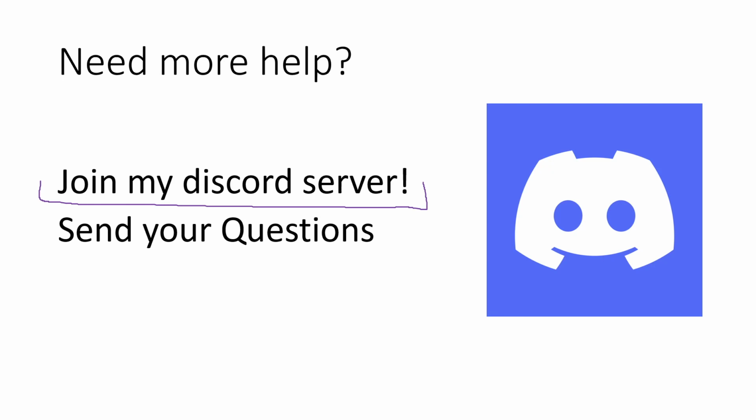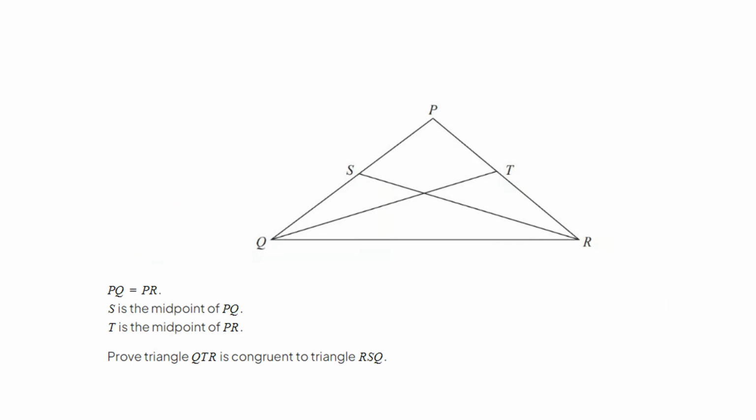Now let's look at proving stuff is congruent, like this example. For this one we're told PQ is equal to PR. We're told S is a midpoint of PR, and we're told T is the midpoint of PQ, I meant, not PR. So prove that triangle QTR is congruent to QSR, or RSQ, whichever way you want to put it.